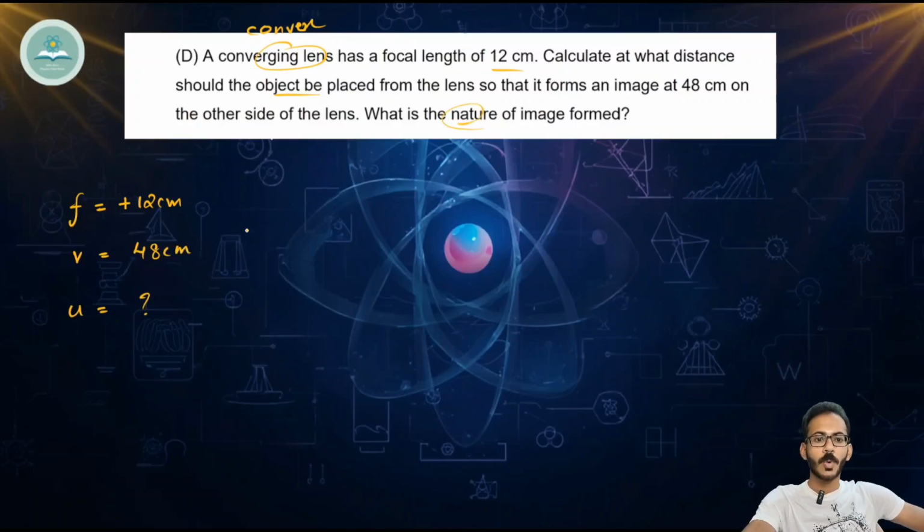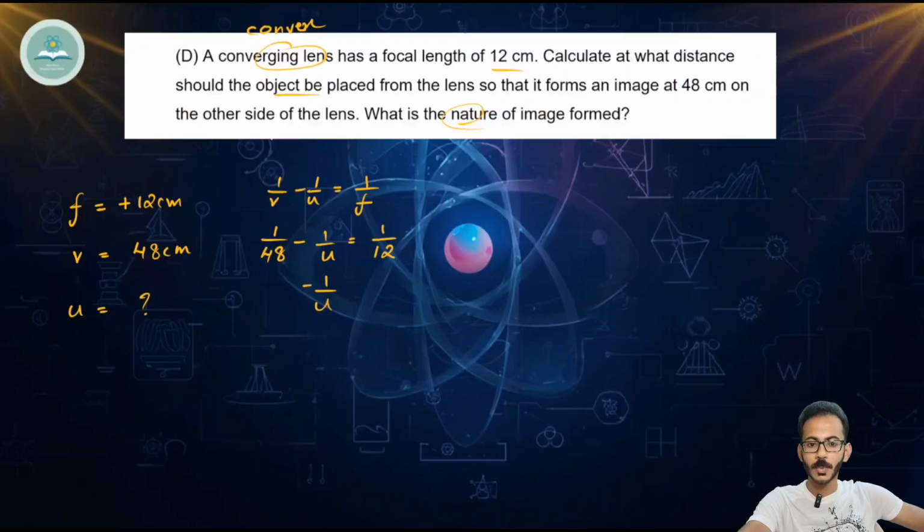What is the nature of the image formed? Since this is a convex lens, that is a converging lens, and they are saying that the image is formed on the opposite side, anyway it's a real and inverted image. Anyway, let's find out the object distance. For that we'll use the lens formula: 1 by V minus 1 by U is equal to 1 by F. 1 by V is 1 by 48, minus 1 by U, is equal to 1 by 12. I'll keep this 1 by U here. So minus 1 by U is equal to 1 by 12 minus 1 by 48.